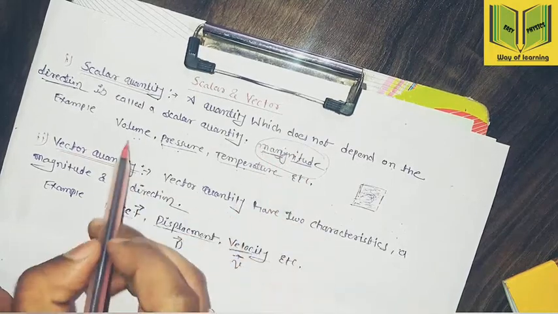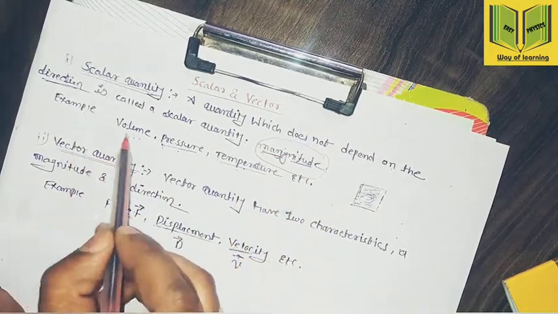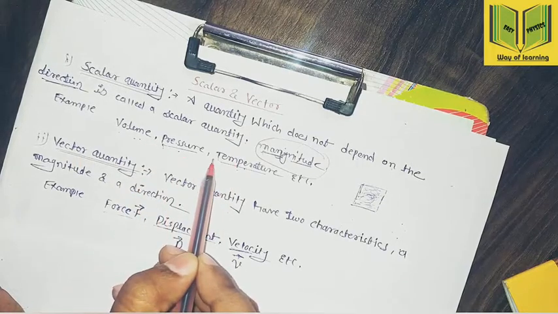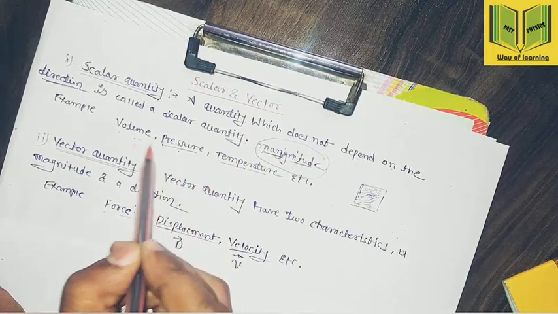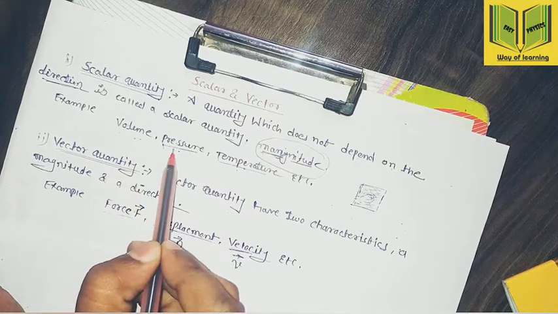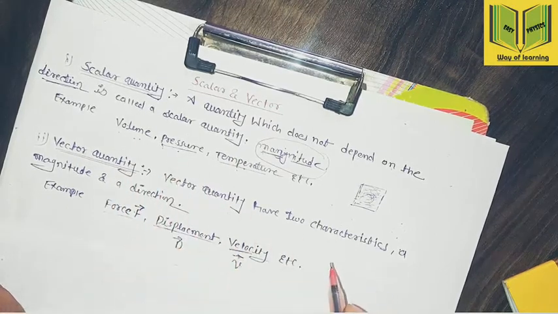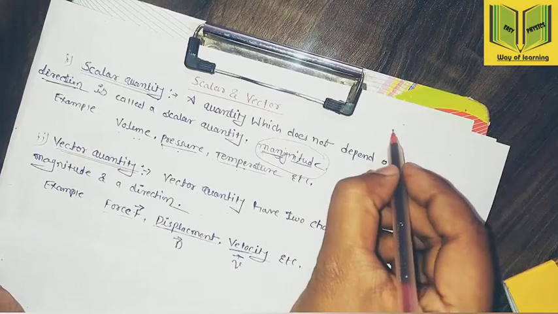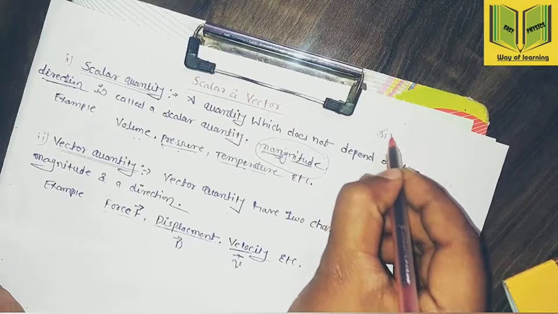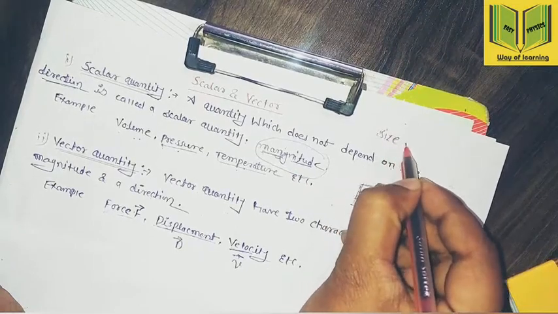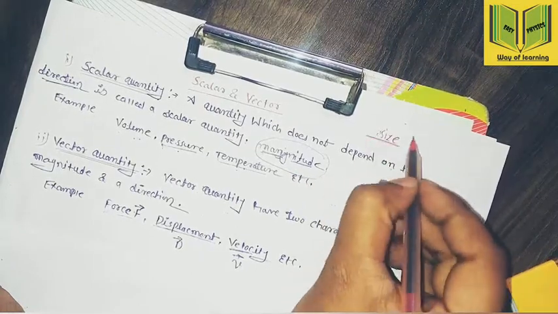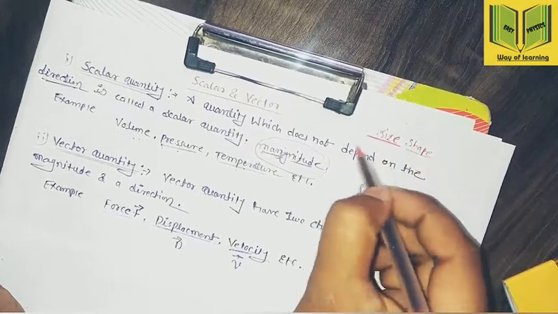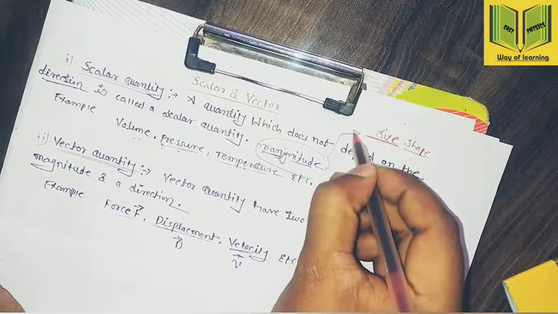Suppose we have volume, for example volume, pressure, temperature. In these quantities we do not need to show direction, we only need magnitude. What is the meaning of magnitude? Mostly students are confused about what magnitude is. Magnitude means the size, or we can say shape, that is the meaning of actual magnitude.